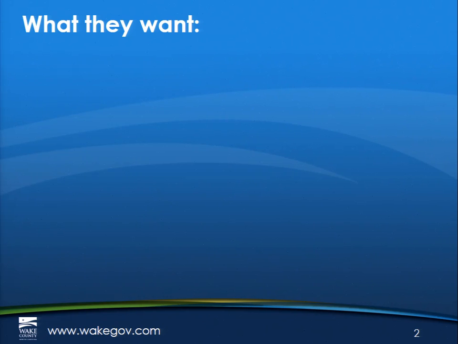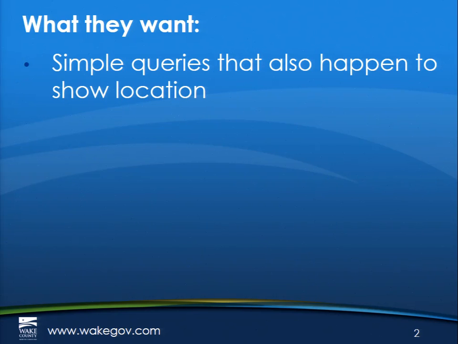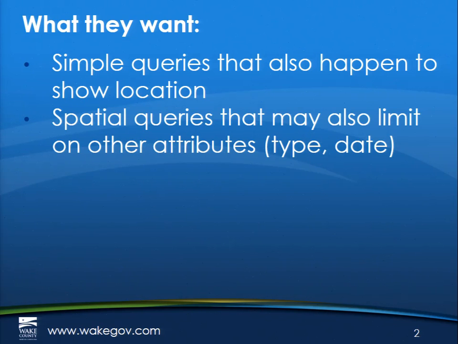So what they really want to do is simple queries that happen to show location. So just like they do now in their current system, they want to be able to search for crime type, crimes within a date or date range, things like that, just the basic things. And then also show those things on a map. So just dots on a map, very simple. Just a very average viewer. It doesn't matter that it's crime data. It could be any data. It's just a data viewer.